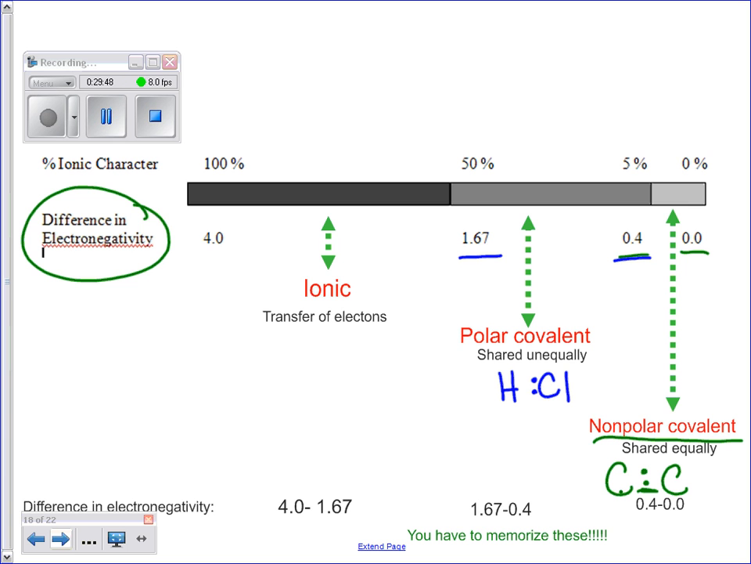So this is what I mean by not shared equally. They're still sharing those electrons to fulfill their octet, but the electrons spend more time with chlorine than they're going to be spending with hydrogen. And then, of course, if you get in the range of 1.67 to 4, that means it's an ionic bond. That means you're transferring your electrons from metal to nonmetal.